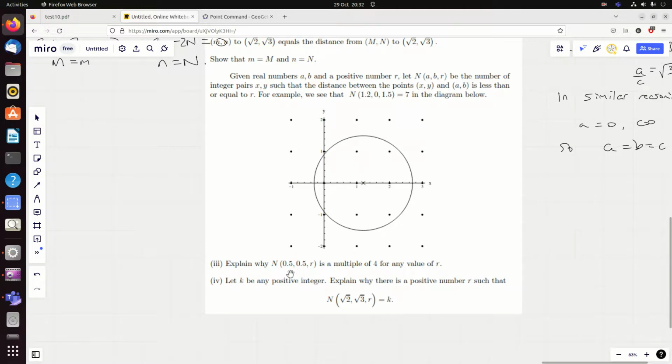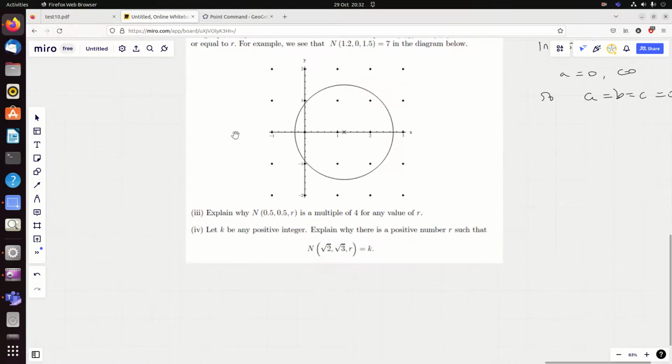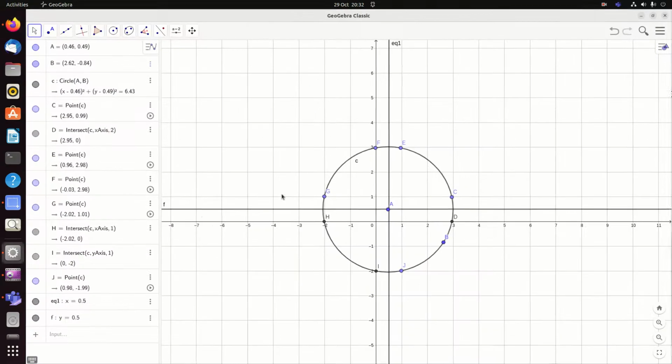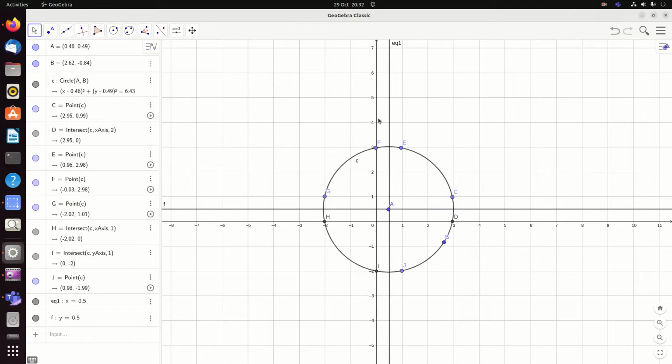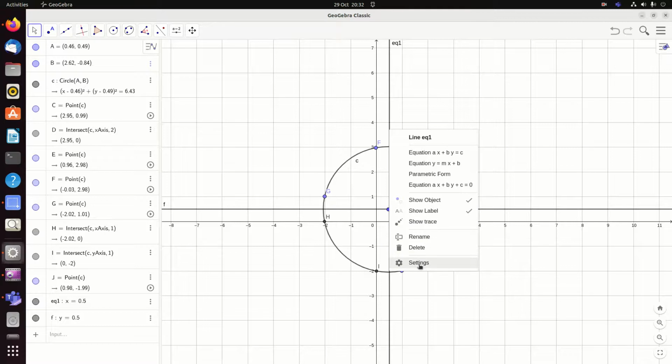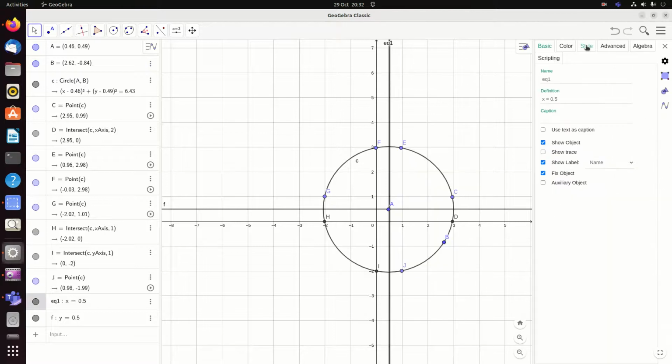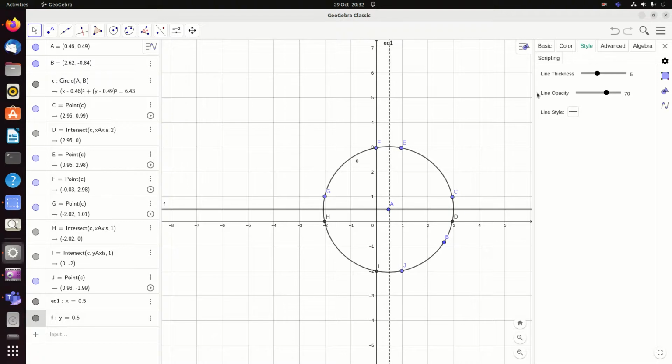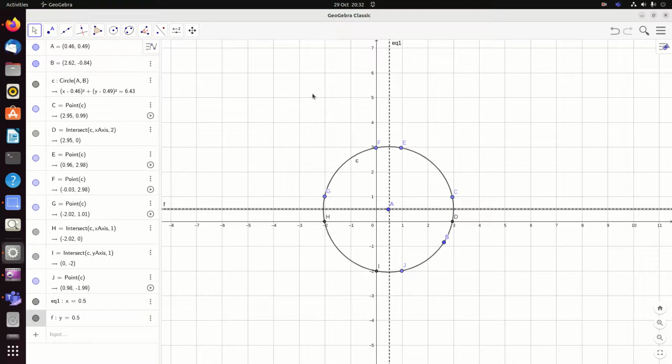And they've said, explain why N(0.5, 0.5, r) is a multiple of 4 for any value of r. Okay, this isn't hard to see actually. If we just go straight to GeoGebra, here's something I drew earlier. Basically, I'm going to vary the circle. Let me just change this into slightly nicer looking lines. Cool.